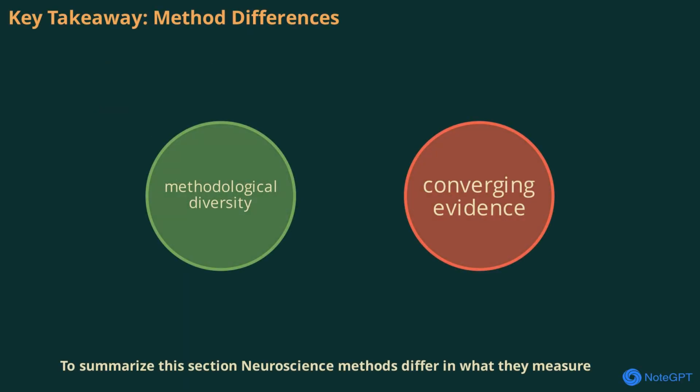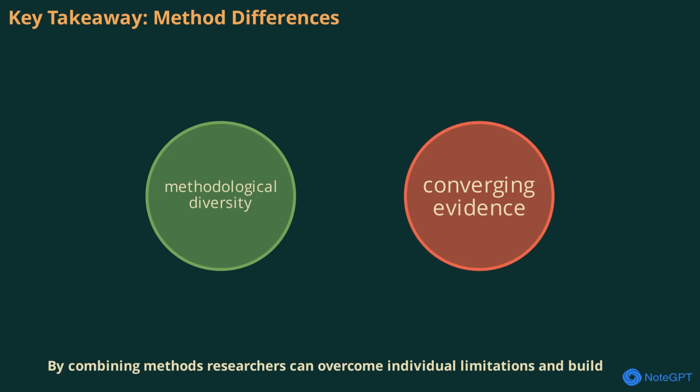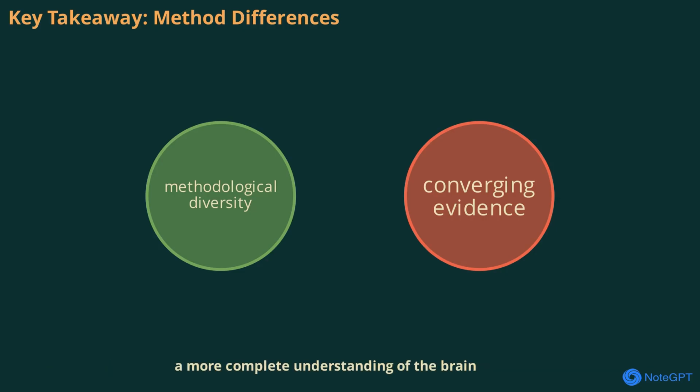Neuroscience methods differ in what they measure and what they allow us to infer. This means that drawing strong conclusions about brain function requires converging evidence across different techniques. By combining methods, researchers can overcome individual limitations and build a more complete understanding of the brain.